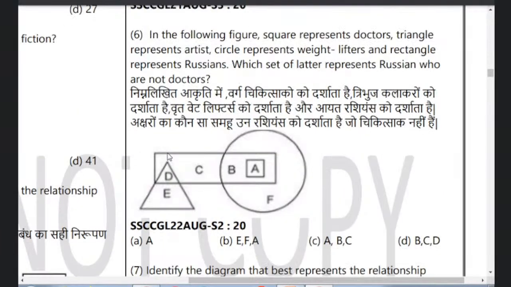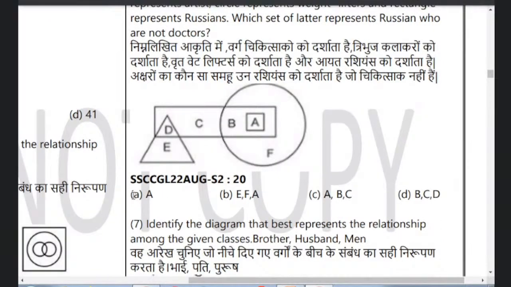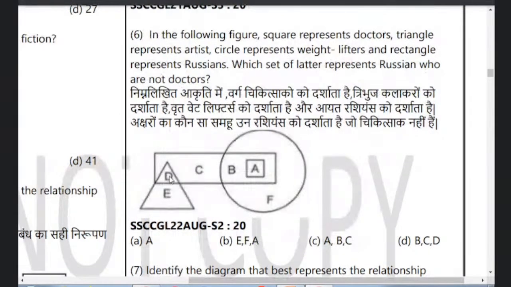Okay, Russian. Rectangle represents the Russian and square represents the doctor. Square and A are the doctor, and Russian D and E. I think there is a mistake in the option, because the Russians are D and E, but the doctor A is not in the D and E. Correct. Okay.